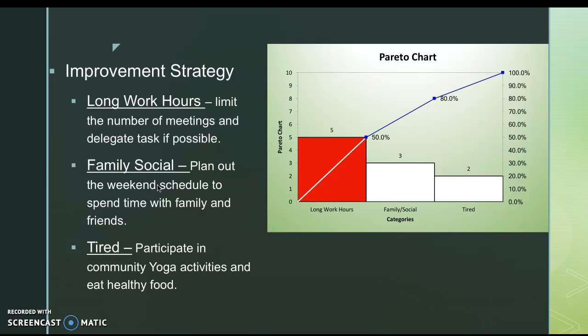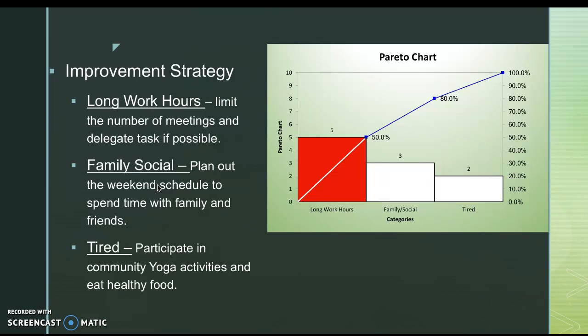Second, for the family or social category, if I'm planning a friends' party or spending time with family over the weekend, I would plan things ahead of time. For example, if I know something is going to take my time away over this coming weekend, I would get up early in the morning and complete my step goals so that those things don't hinder my project.